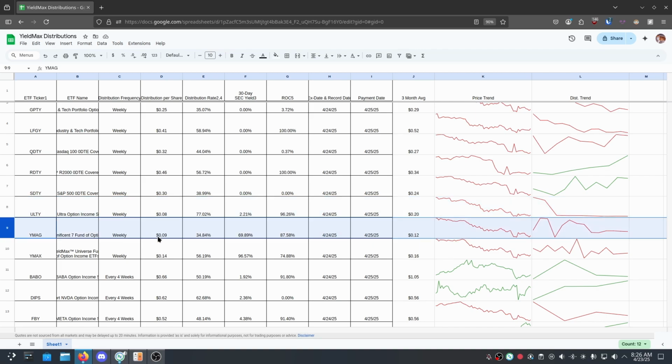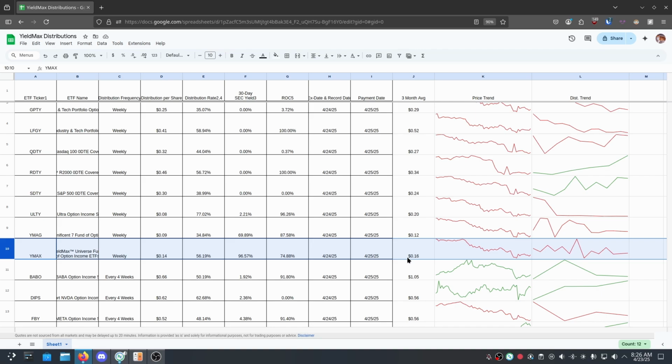YMAG, we have 9 cents and a 3-month average of 12 cents. So unfortunately not doing super well there. You can see the last few distributions have been kind of tailing out. YMAX, 14 cents, 3-month average of 16 cents. So coming close to our 3-month average, but still not amazing.